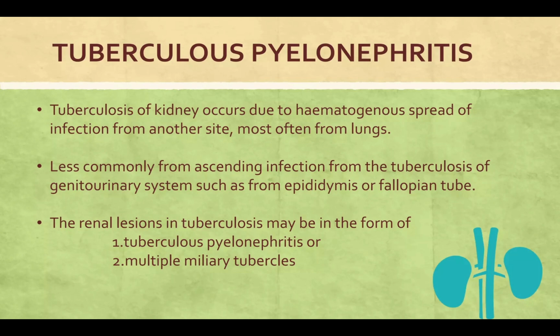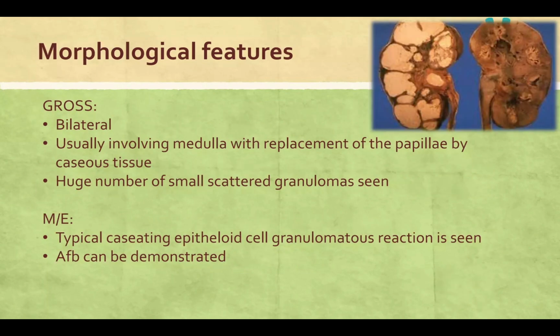Let us see further about the morphological features of tuberculous pyelonephritis, which is also chronic pyelonephritis. The gross features are bilateral involvement, usually involving the medulla, with replacement of the papillae by caseous tissue. Caseous means looking like cheese. A huge number of small scattered granulomas will be seen in the gross appearance. As you are seeing in the figure, a huge number of small scattered granulomas are seen.